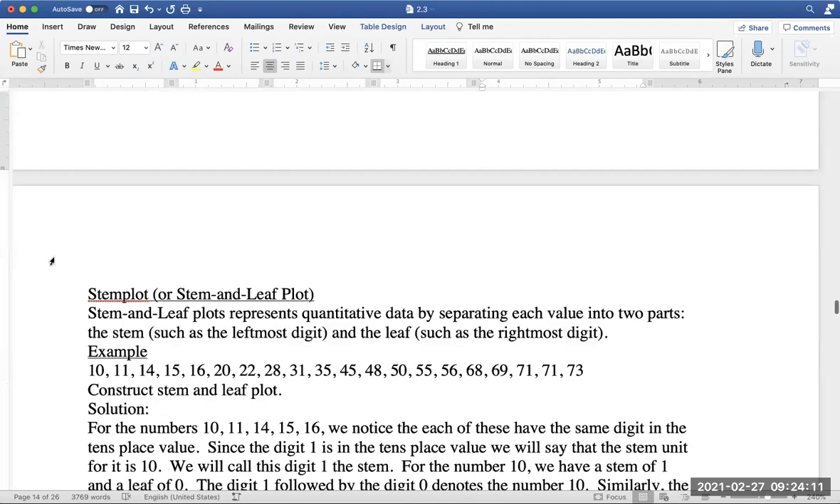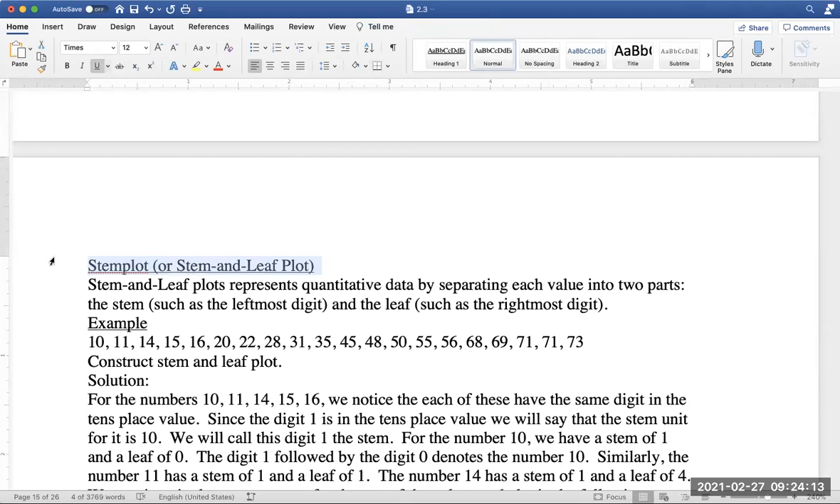A stem leaf plot is both a way of organizing data, similar to what we did with frequency distributions, and a way of visualizing our data, such as what we did with histograms. It is a technique that will keep all of our raw data. So it's another way of organizing while still having access to all of our raw data.